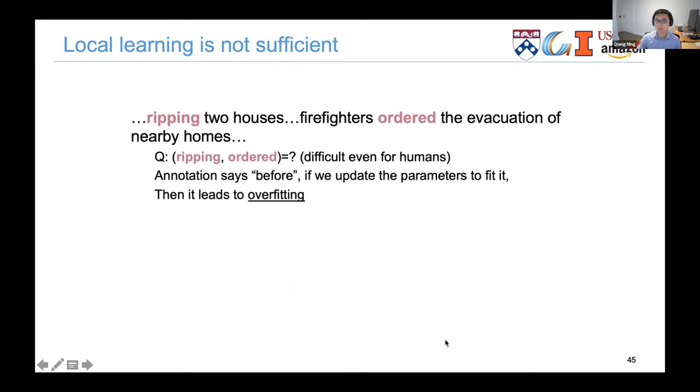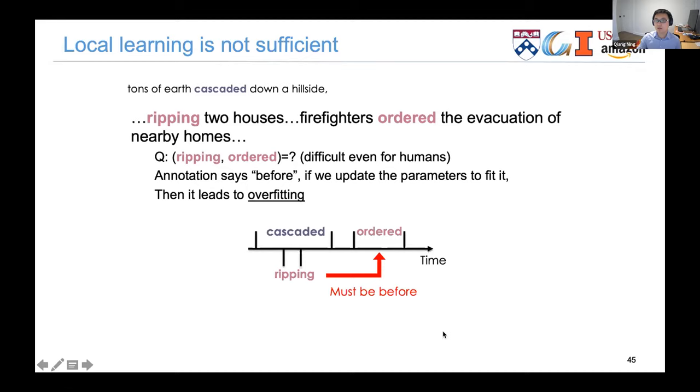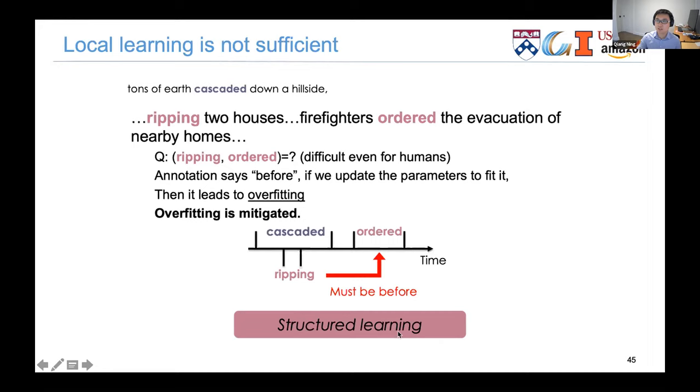If we bring in a third event, cascaded, and since we know ripping and cascaded is included, and cascaded is before ordered, then immediately we know ripping is before ordered. We don't really need the local model to tell us. So again, we can mitigate the overfitting problem in this graph. Again, the question is how should we formulate it? And this turns out to be a very general line of work called structured learning.